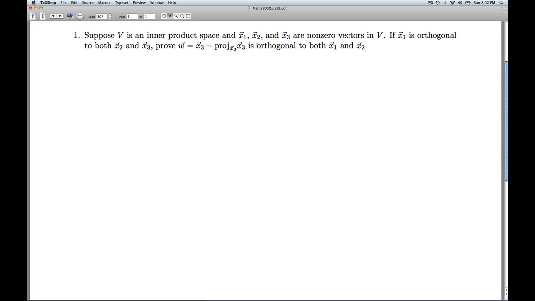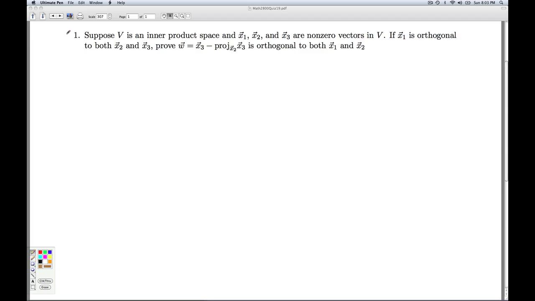Suppose V is an inner product space. I have three vectors, x1, x2, and x3. Suppose x1 is orthogonal to both x2 and x3. We're asked to show that W, which is x3 minus the projection of x3 onto x2, is orthogonal to both x1 and x2.